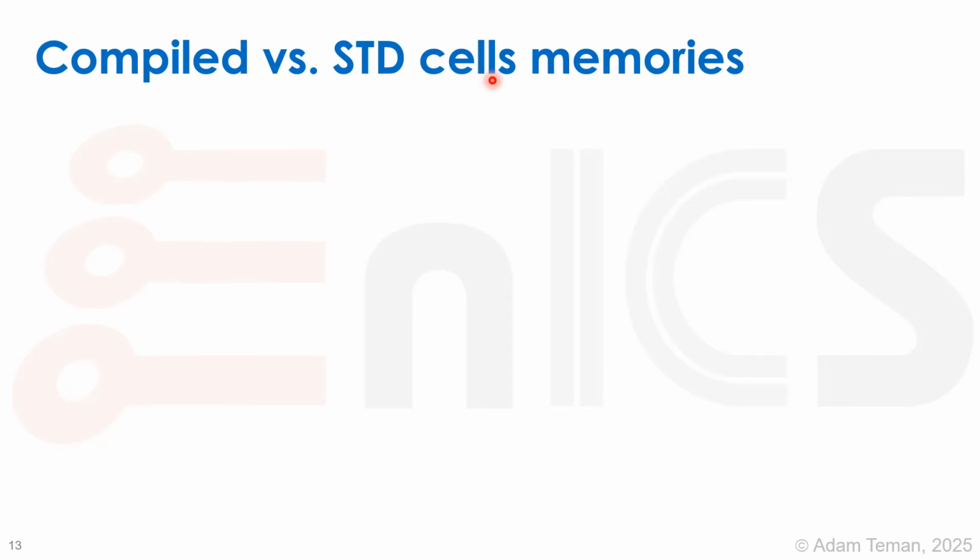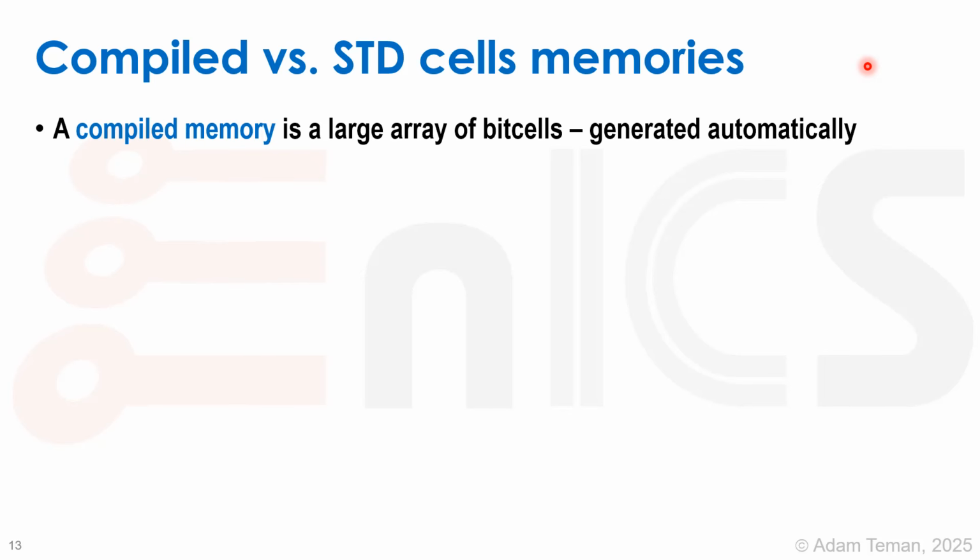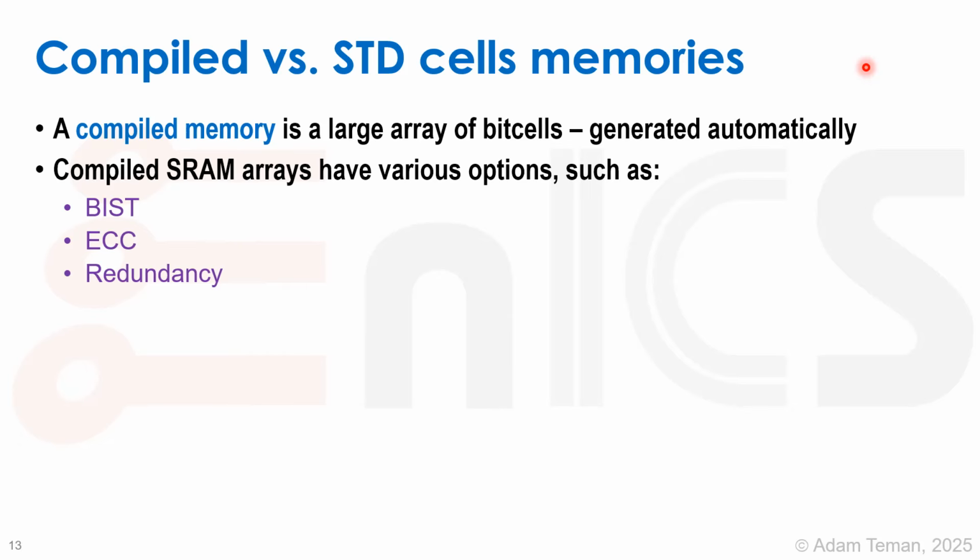So what we usually use is what we call a compiled memory, which is a custom-designed type of memory built on 6T SRAM cells usually. A compiled memory is a large array of bit cells and is generated automatically. We have a memory compiler that does this, and when we do it, we can select all kinds of options. For instance, a compiled SRAM can have a built-in self-test unit connected to it. It can have error correction codes, and it can have redundancy, enabling us to swap out bad rows or bad columns. These are different options that we select in the memory compiler and produce automatically.